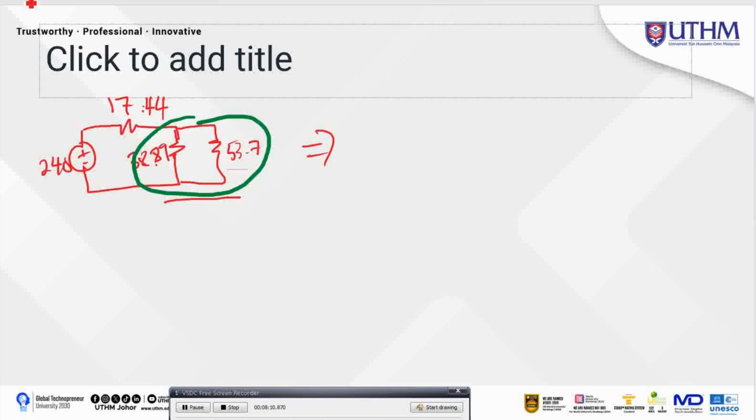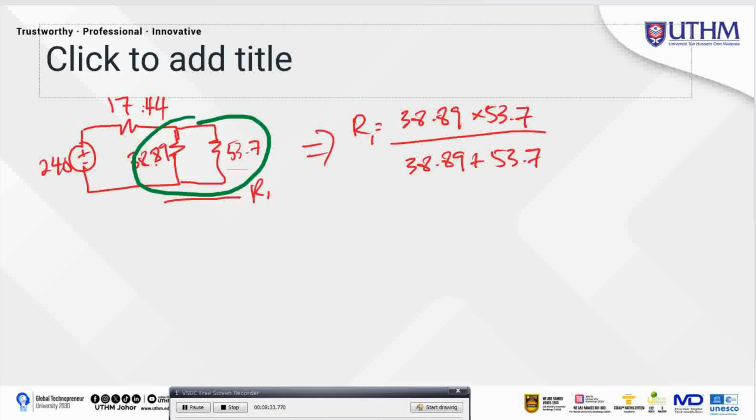From this you have to combine the parallel circuit. Let's say this one is R1. So R1 is equal to 38.89 times 53.7 divided by 38.89 plus 53.7. So let's do it: 38.89 times 53.7, and then divided by 38.89 plus 53.7. So you get 3.63 ohm for the resistor.